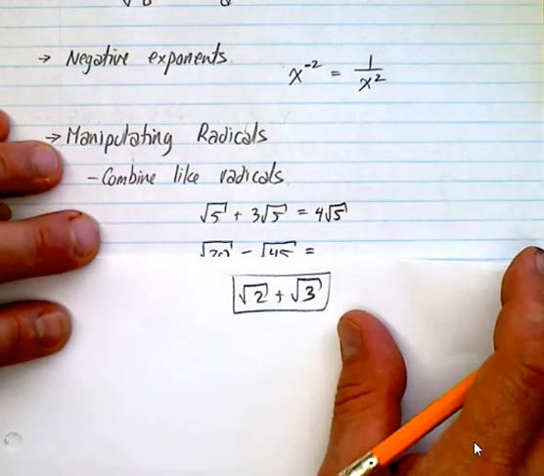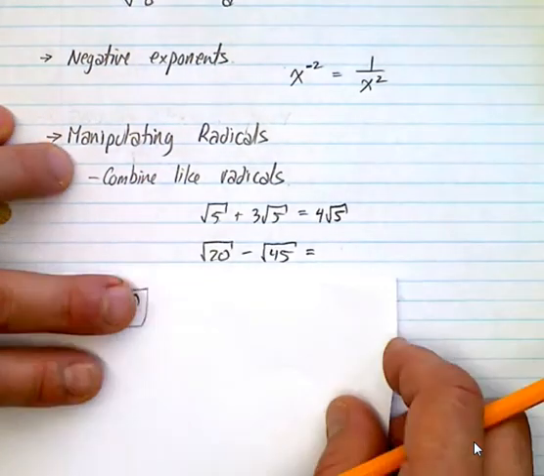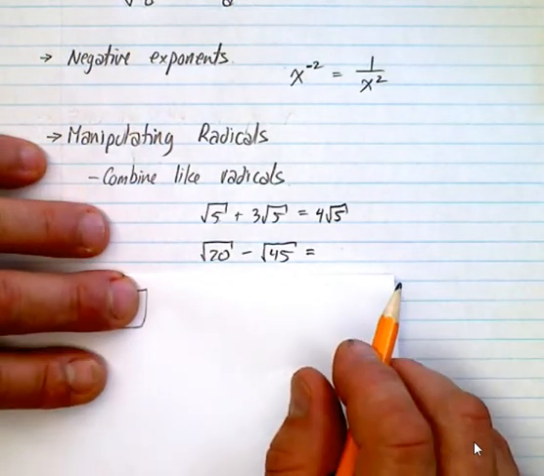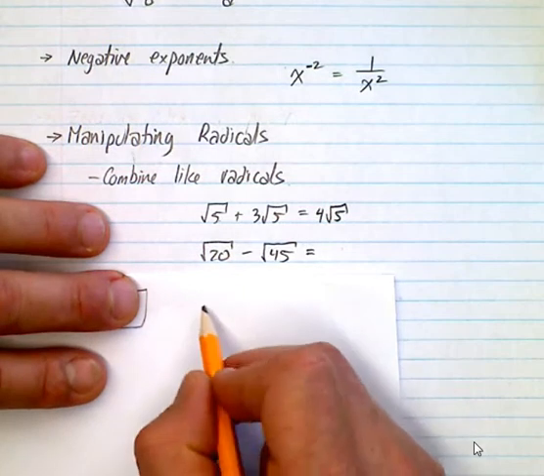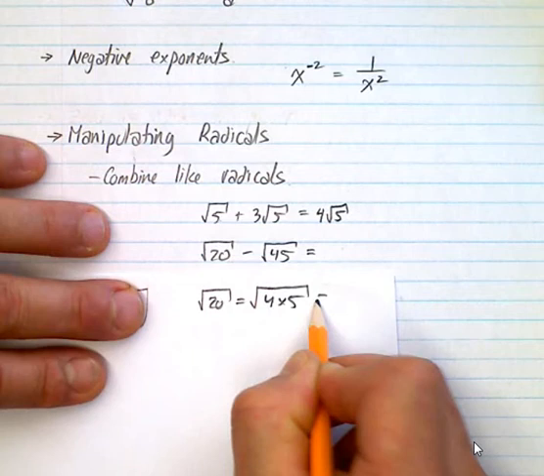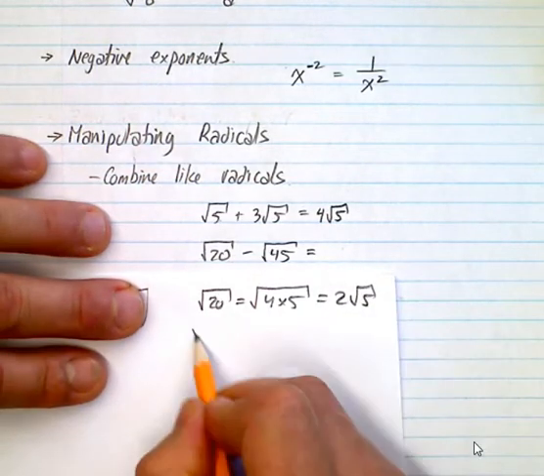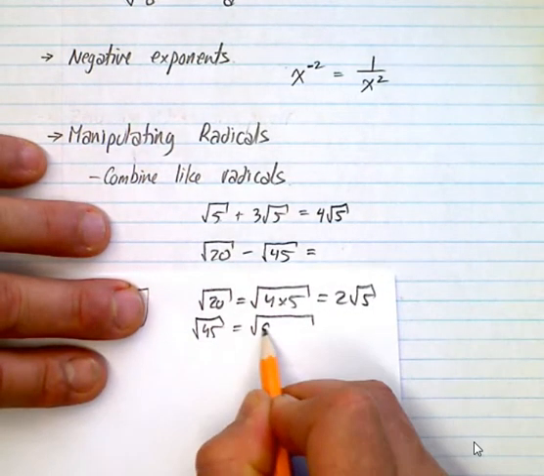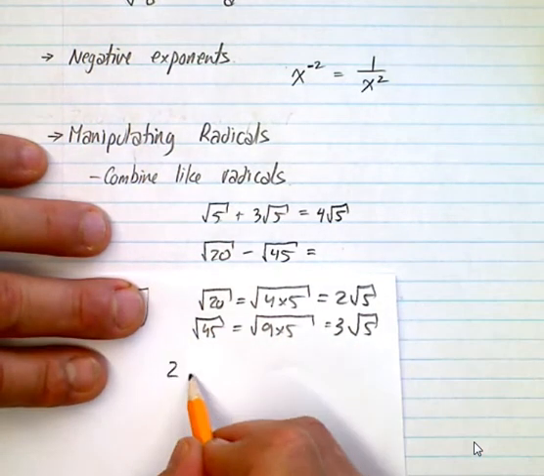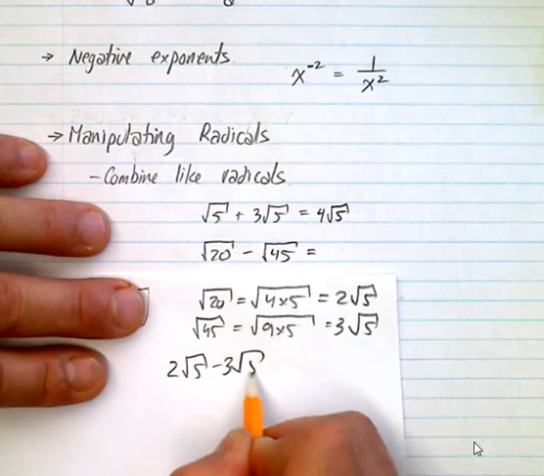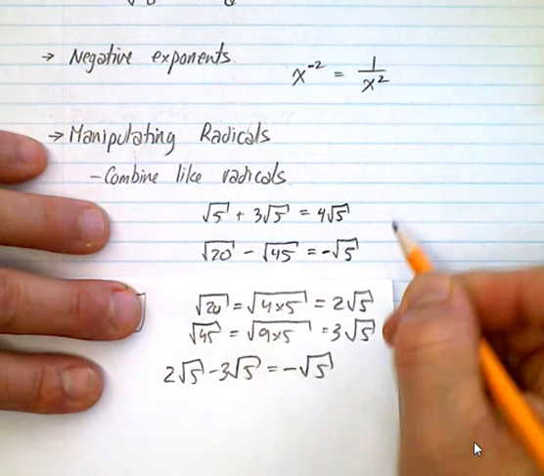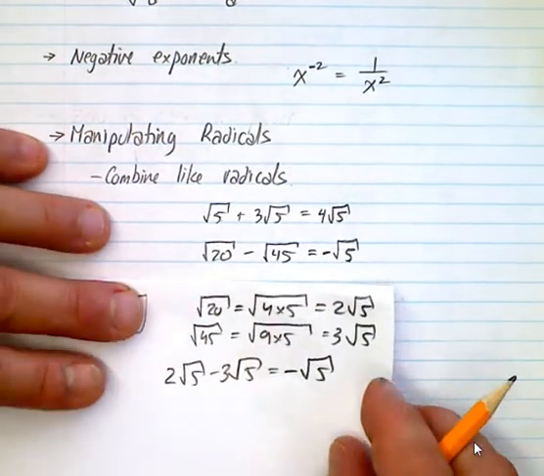okay? Now, what about in a situation like this? These look completely different. Well, hopefully you can see that there are perfect squares in there so that we can simplify them, right? Root 20 becomes the square root of 4 times 5, which is 2 root 5. Root 45 becomes the square root of 9 times 5, which is 3 root 5. So what you're going to have is 2 root 5 minus 3 root 5, which is negative root 5. Okay? And the like. We're going to have lots of those.